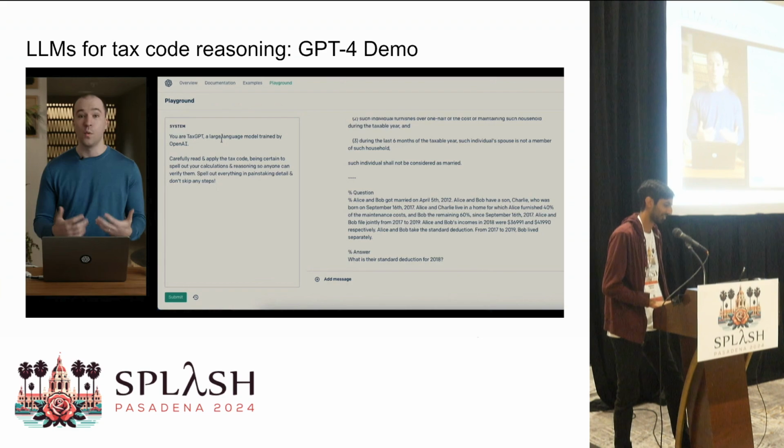in the playground that they're called Tax GPT, a large language model trained by OpenAI that is fed in the entire US tax code. And they are given a particular scenario. Alice and Bob got married and are filing jointly, et cetera. And it's asked to calculate their standard deduction for 2018.